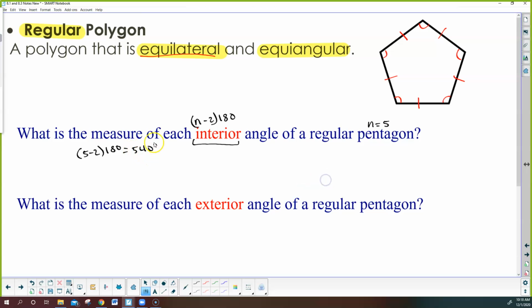All right, so this is my total. If I have a total of 540, but each one of these angles is exactly the same, all I have to do is take the 540 and divide it by the number of sides. So 540 divided by 5 tells me each one of these angles is 108 degrees.